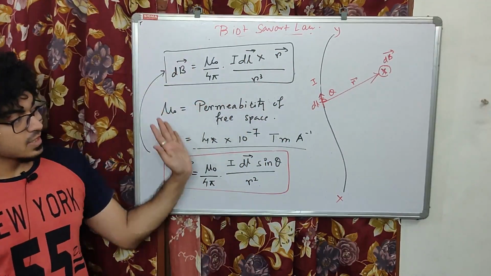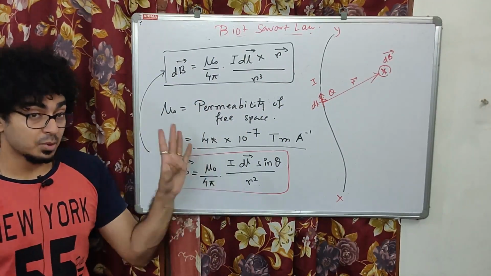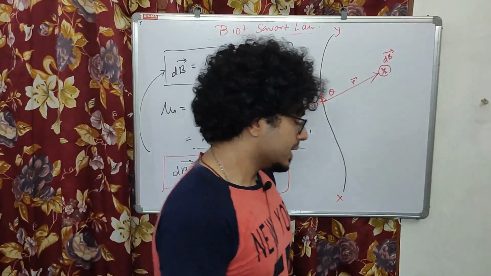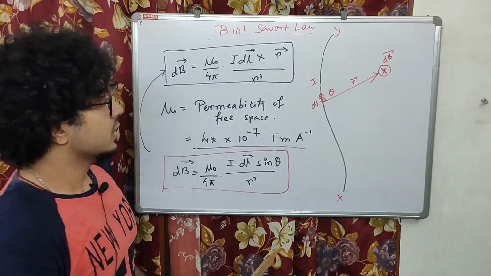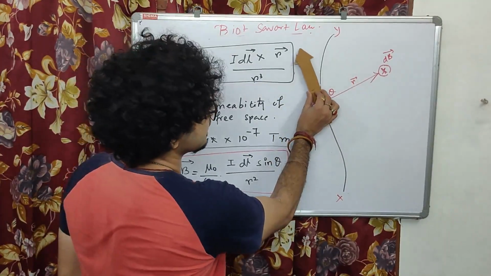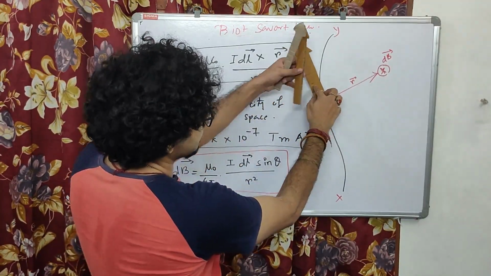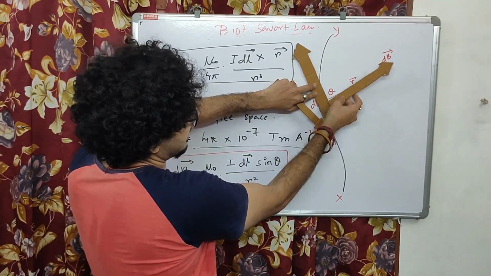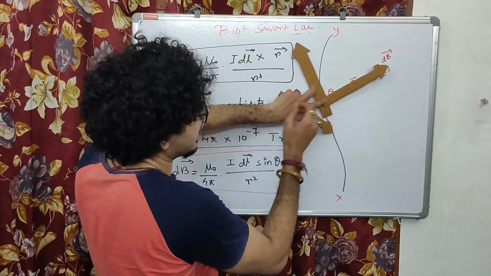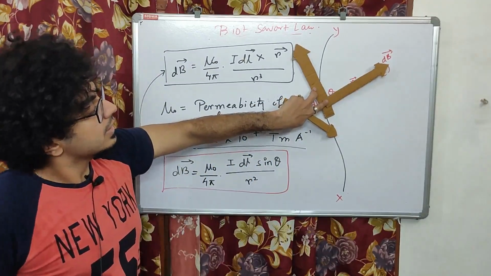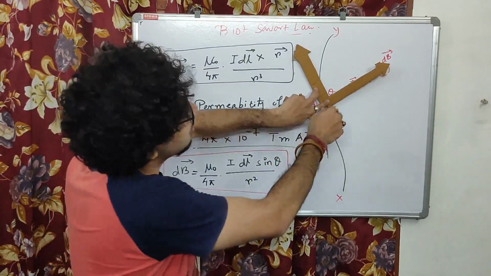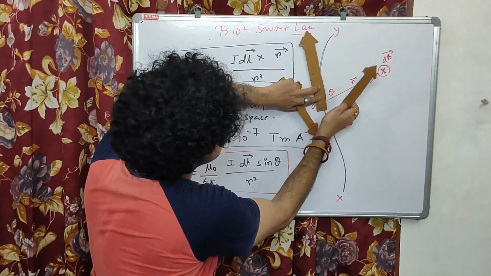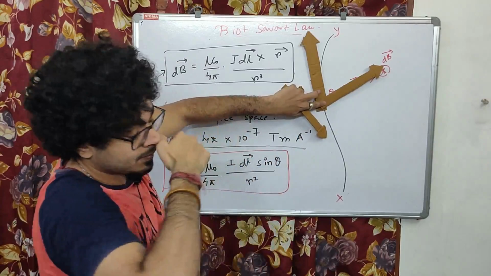So ultimately this is clear, but the confusion remains about the direction. Yes, for that I will show you in a different way. See one thing. Current element dl is in this direction, right? And this position vector r is in this direction, right? Am I right? Yes, the direction is near about like this.